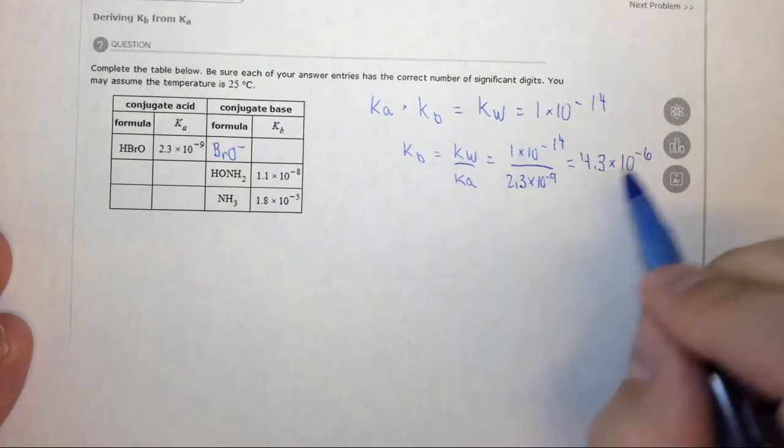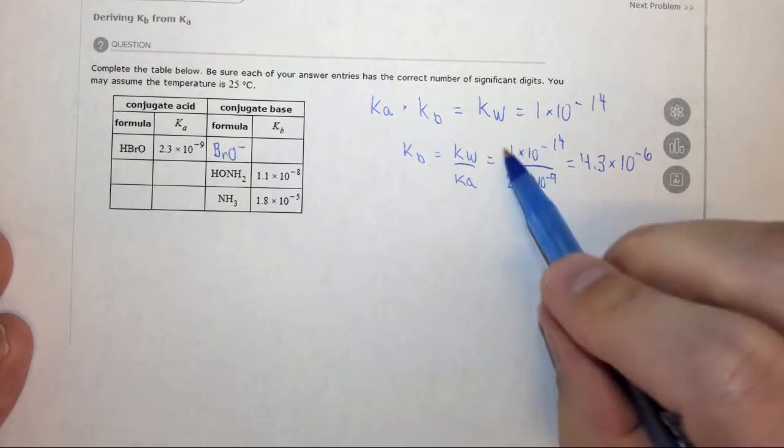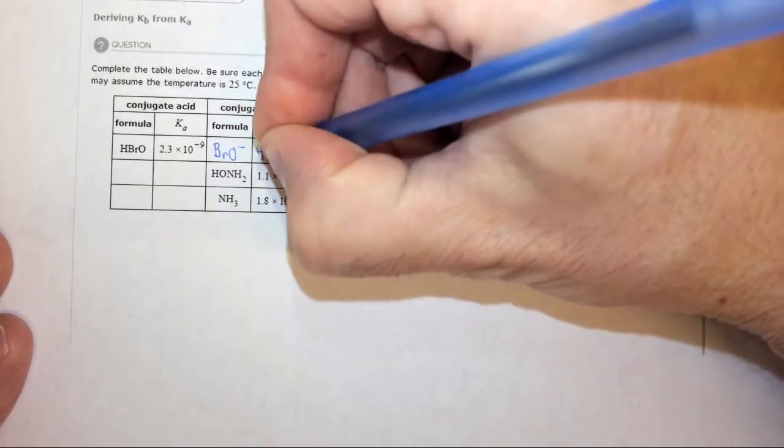Since this has two sig figs, this should also have two sig figs, and we kind of ignore the sig figs on this one, and we put in 4.3 times 10 to the minus 6.